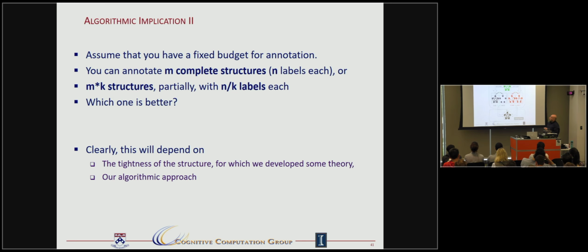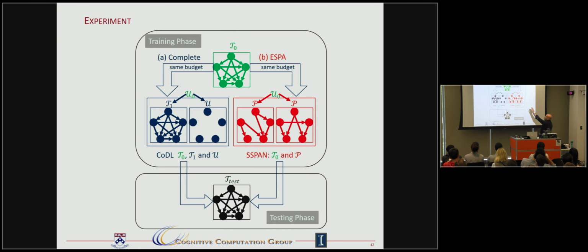So here is the game we're playing. I want to be able to annotate this graph, the green graph. I have two options. Either I annotate a small number of complete graphs and leave these empty, unannotated, or I annotate a larger number of graphs, but partial.